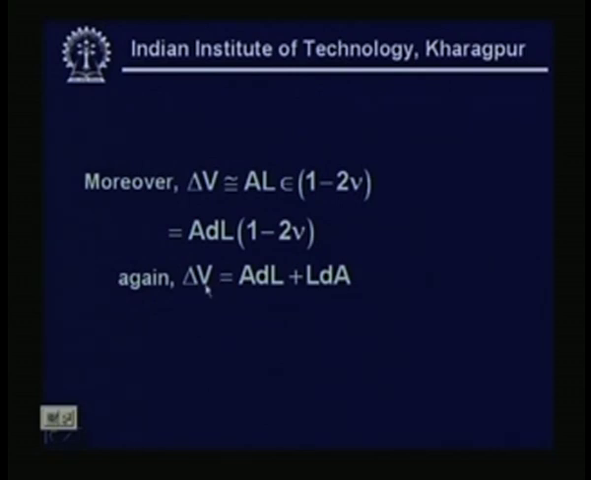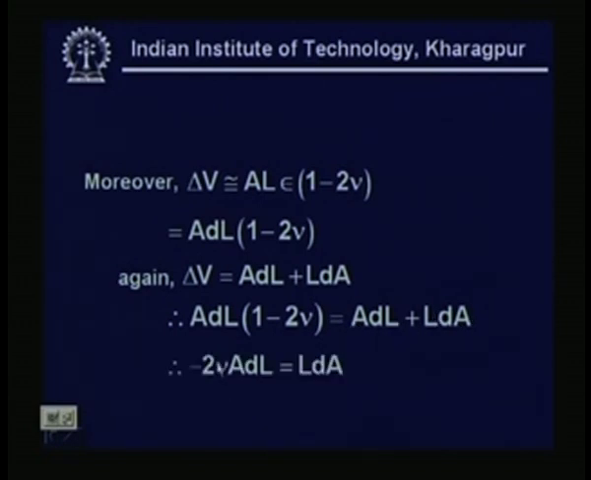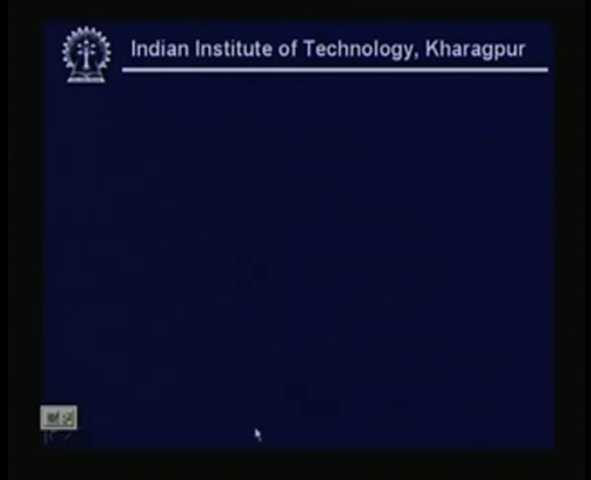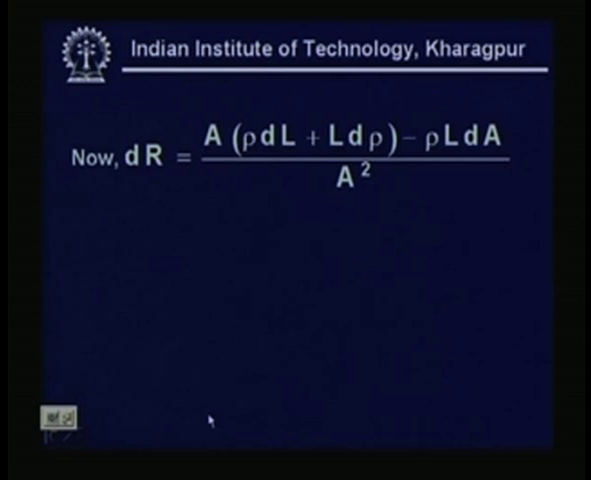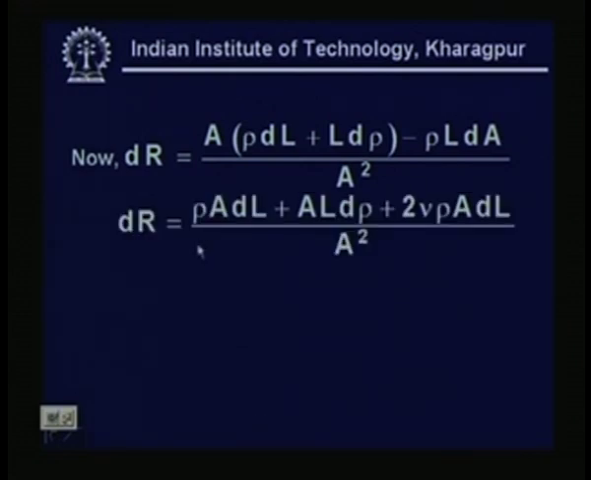Again we know that del V equal to A dL plus L dA. So, A dL (1 minus 2 nu) equal to A dL plus L dA. So, minus 2 nu A dL equal to L dA. Now, dR equal to A rho dL plus L d rho minus rho L dA upon A square. So, it will be further simplified like this, right, because of using the Poisson's ratio. So, we make it positive.